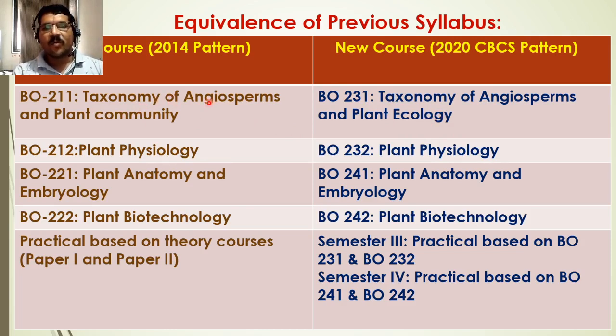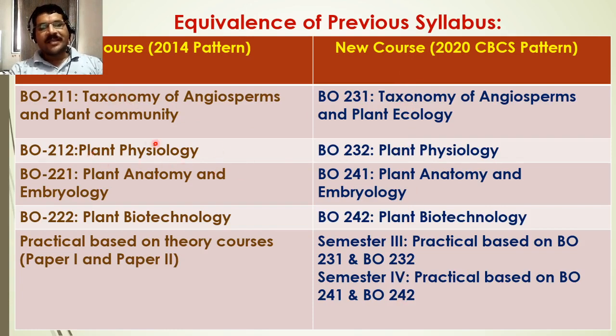Otherwise the syllabus of both, taxonomy of angiosperm and plant community, is very similar. The old syllabus and new syllabus are very similar with some minute changes. Then one more difference is that the syllabus of the new course, that is the 2020 CBCS pattern, is much reduced by the university. So as compared to the old course, the new course has a reduced syllabus for each of these subjects.